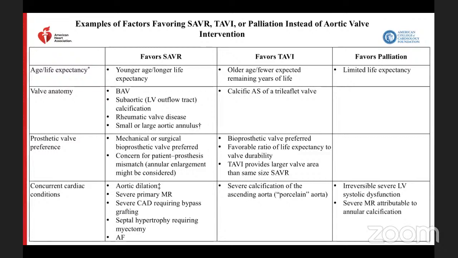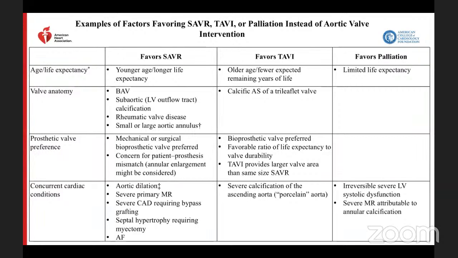Examples of factors favoring surgical AVR, favoring TAVI, or favoring palliative therapy instead of aortic valve intervention. Age and life expectancy: if the patient is young and has a longer life expectancy, he will go for surgical AVR. If the patient is older, with fewer expected remaining years of life, he is favored for TAVI. And if the patient has limited life expectancy, he is favored for palliative therapy.